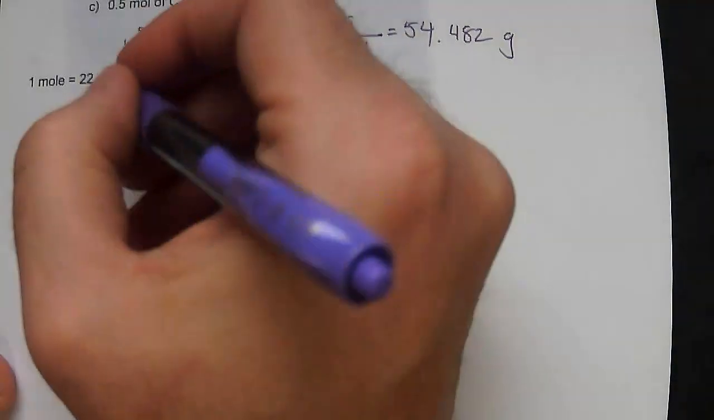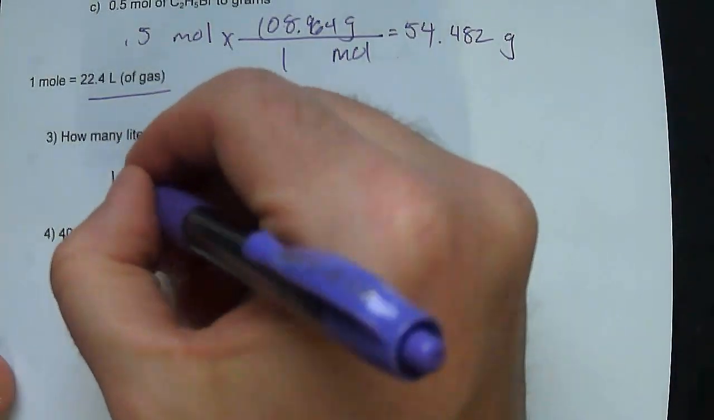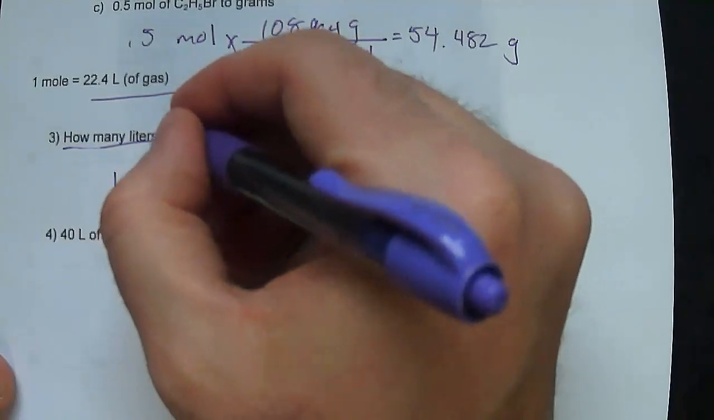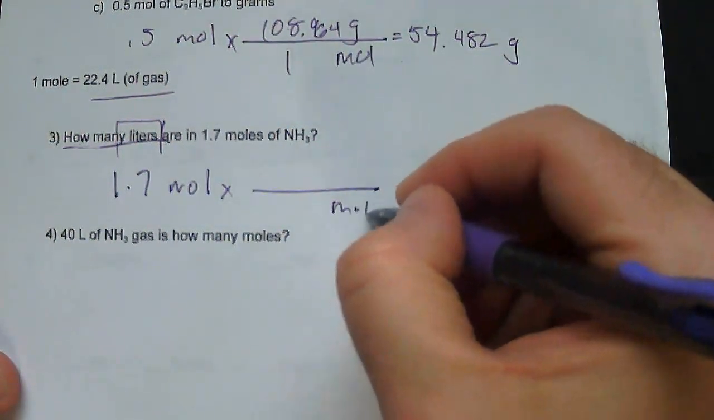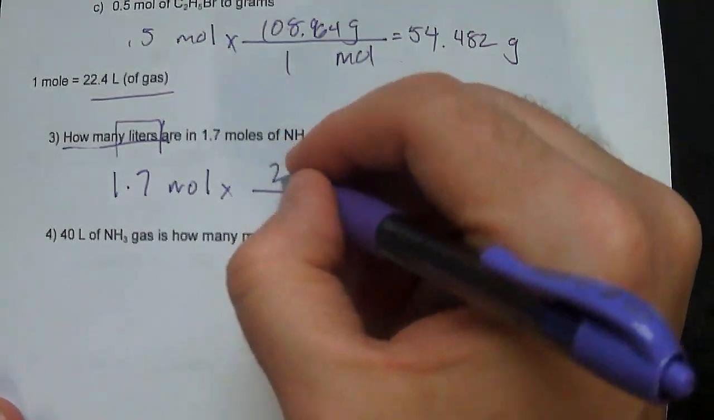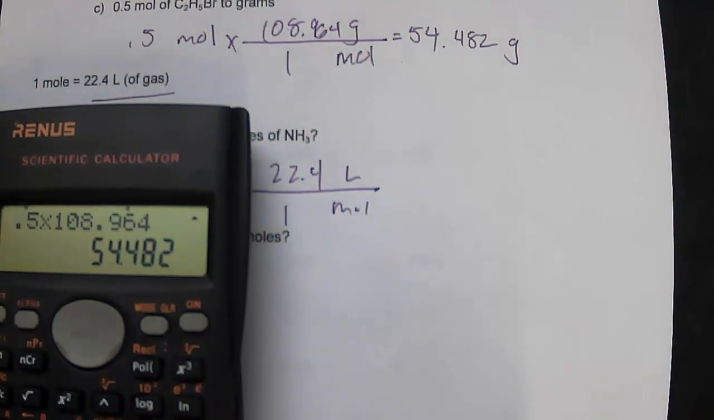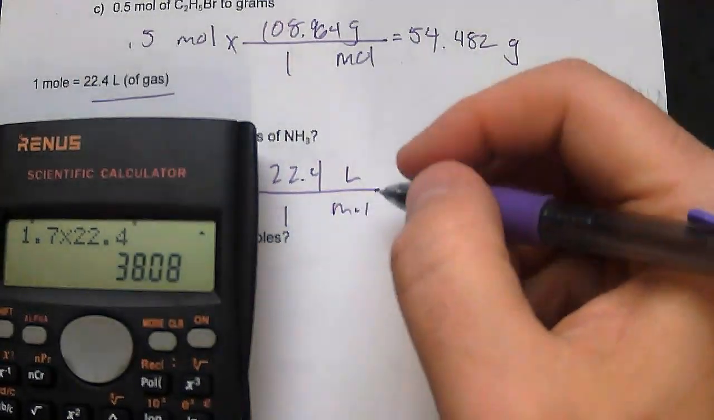Now we're going to use 22.4 liters in our X line. So this is 1.7 moles. And so look, it says how many liters. Okay, X line, moles on the bottom, liters on the top. For every 1 mole, we have 22.4 liters. And so now we do the math. 1.7 times 22.4. We get 38.08 liters.